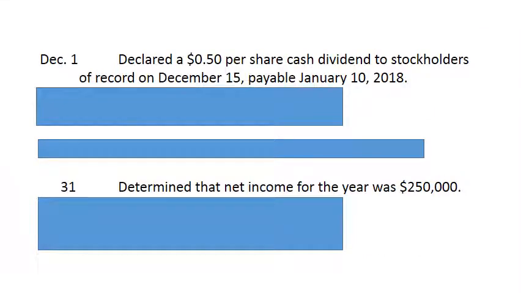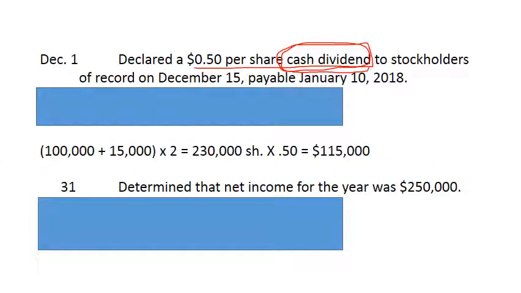On December 1st, we're going to declare a 50-cent per share cash dividend. So with a cash dividend, we're actually going to pay cash. We're going to write a check. So first thing we have to do is figure out how much money. We had 100,000 shares when we started. We did a stock dividend, so we issued another 15,000 shares. And then we did the stock split. So we have 230,000 shares outstanding, and we're going to pay a cash dividend of 50 cents per share. So the cost of this cash dividend is $115,000.